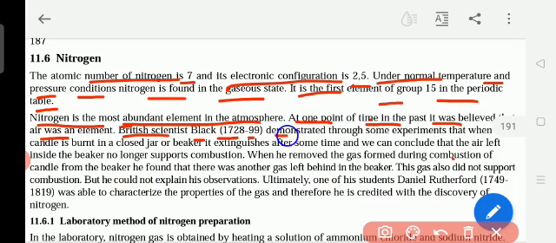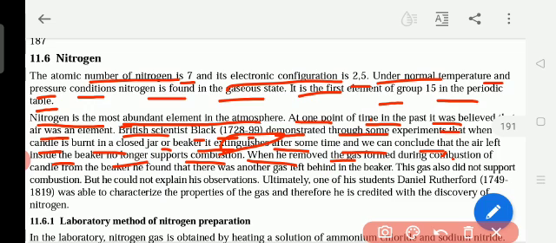(1728 to 99) demonstrated through some experiments that when a candle is burnt in a closed jar or beaker, it extinguishes after some time, and we can conclude that the air left inside the beaker no longer supports combustion. Extinguishes means putting off the fire. Because of the presence of carbon dioxide, which will not support burning, oxygen supports the burning, but afterwards they found out nitrogen also does not support the burning.